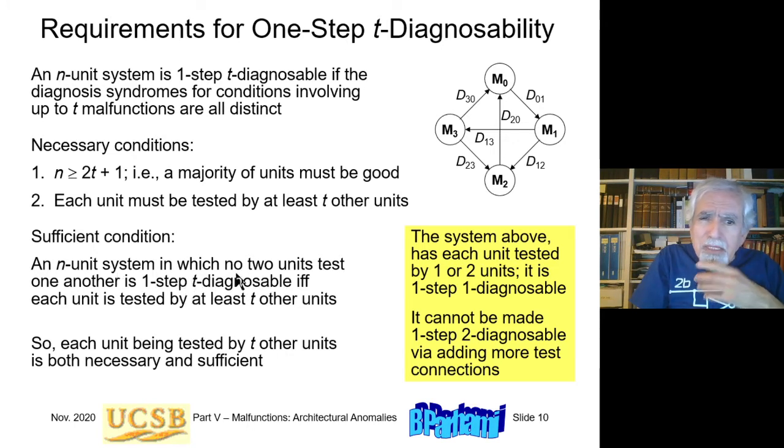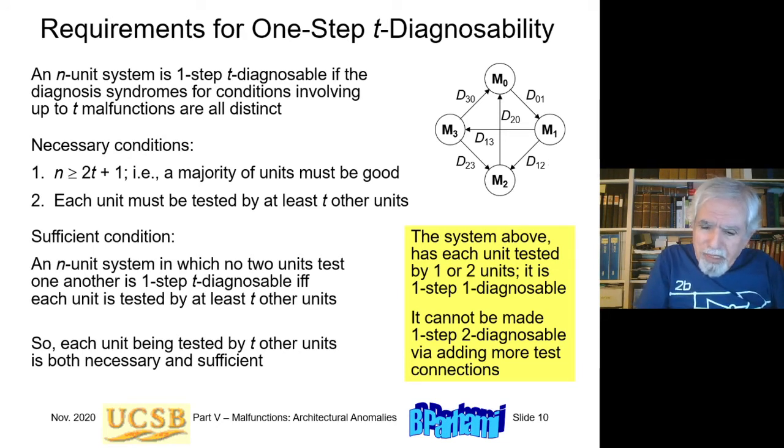So an n-unit system in which no two units test one another is one-step t-diagnosable if and only if each unit is tested by at least t other units. So here M1 is tested by one unit, M2 is tested by two units, M3 is tested by one unit, and M0 is tested by two units. So the minimum number of units that test a particular unit is 1. Therefore, this has the necessary and sufficient condition for being one diagnosable.